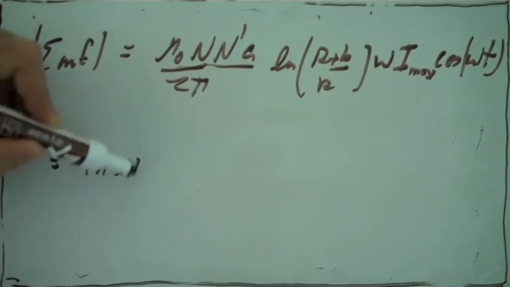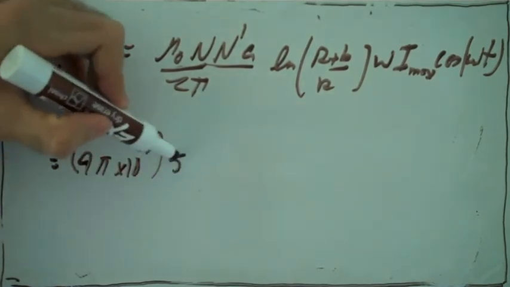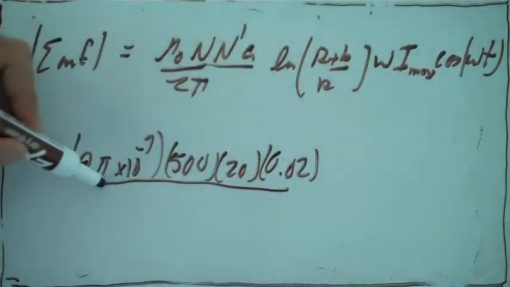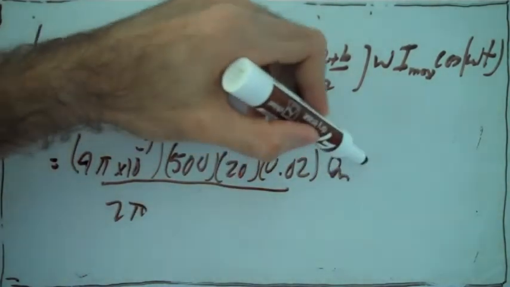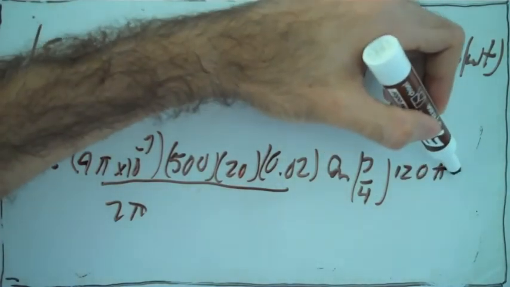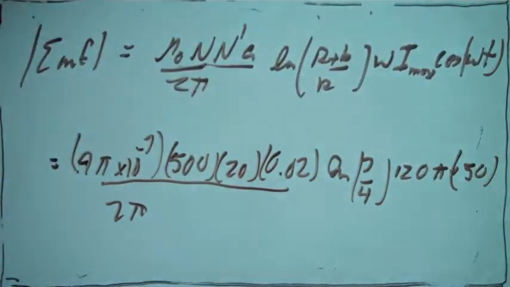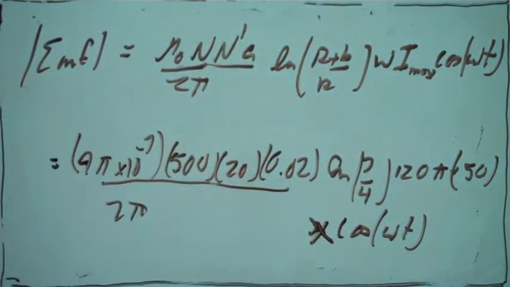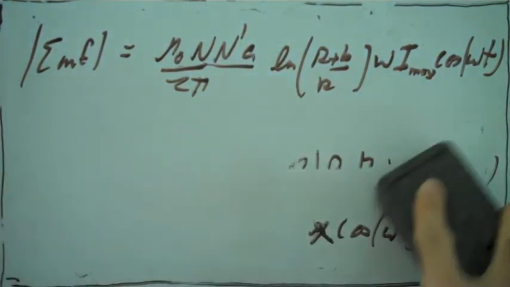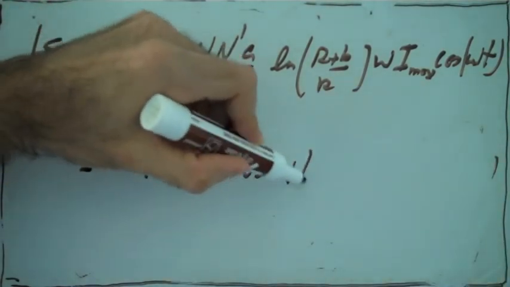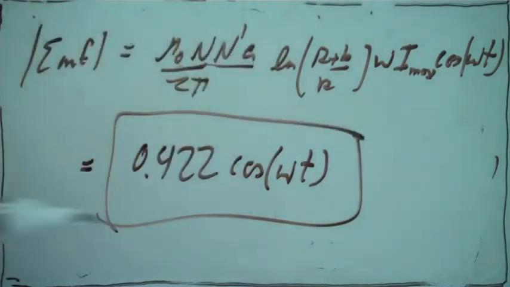So if we plug in the numbers for all of these things that we are given in the problem, we know what n prime is, we know what r is, what b is, what omega is, and so forth. We can plug all of this in and multiply it by cosine of omega t. So this whole thing, once we multiply it out, just gives us this number. So that's the total induced EMF in the wire.